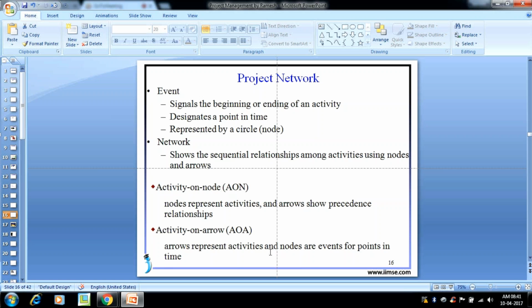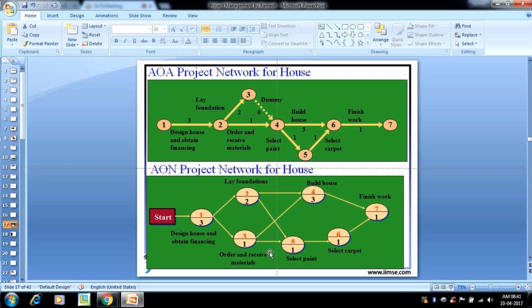That means here we have two methods: one is the activity on node method and the other is the activity on arrow method. Activity means our work, but we show our work on a node in one and on an arrow in the other. You see here an example of activity on arrow. Here we are showing our work on an arrow: designing the house and obtaining financing. And here there is a dummy activity.